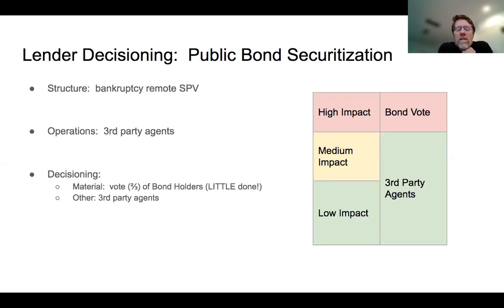How's it structured? This is where it gets very complex. There's going to be a bankruptcy remote SPV, or special purpose vehicle, like a trust, and then the assets go into the trust, and then the bonds are issued against the trust, and there's a governance mechanism. How are the operations done, like the lending day-to-day activities? It's typically through qualified or trusted third-party agents. You're going to have folks like the trustee, of course. You could have a collateral agent, a payment agent. There's a whole bunch of different third parties that can serve different roles.